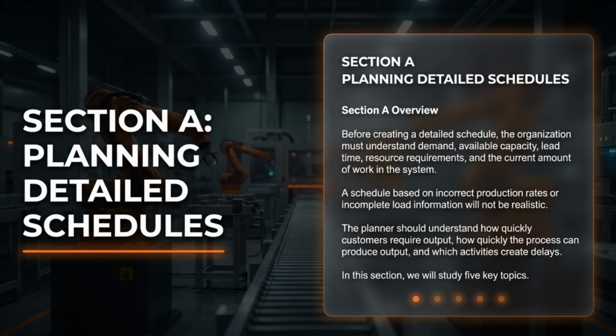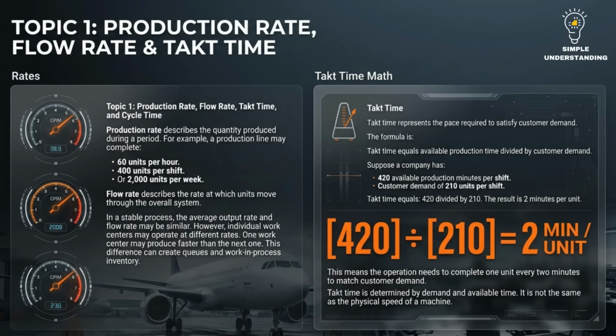A schedule based on incorrect production rates or incomplete load information will not be realistic. The planner should understand how quickly customers require output, how quickly the process can produce output, and which activities create delays. In this section, we will study 5 key topics. Topic 1. Production rate, flow rate, takt time, and cycle time.